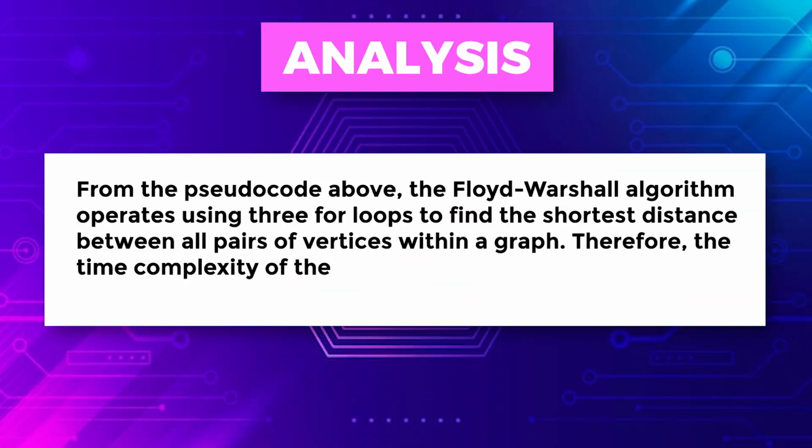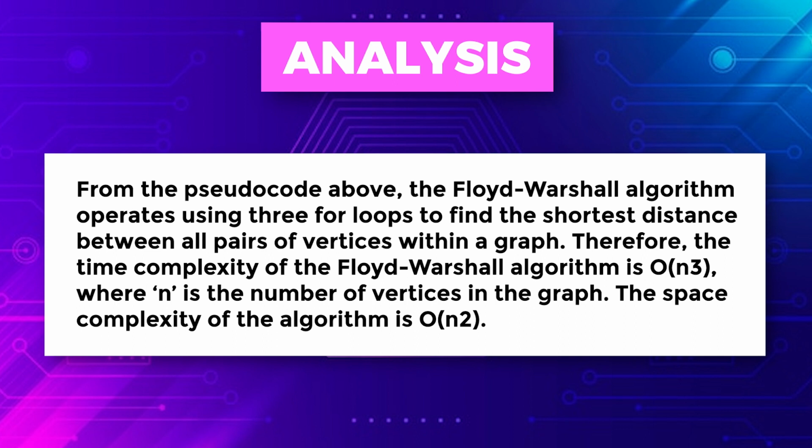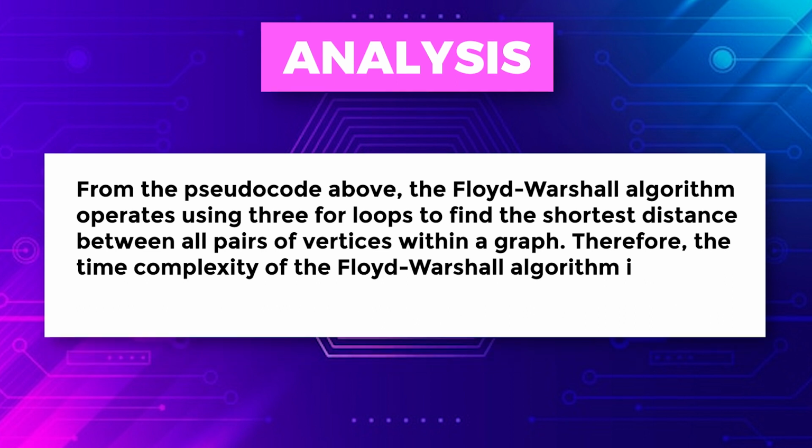So, analysis of the pseudocode above: the Floyd Warshall's algorithm operates using three loops to find the shortest distance between all pairs of vertices within a graph. Therefore, the time complexity of Warshall's algorithm is O of n to the power 3, where n is the number of vertices in the graph, and the space complexity of this algorithm is O of n square. So time complexity is O of n cube, and space complexity is O of n square.